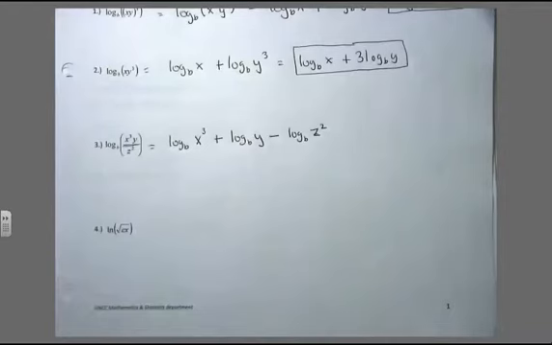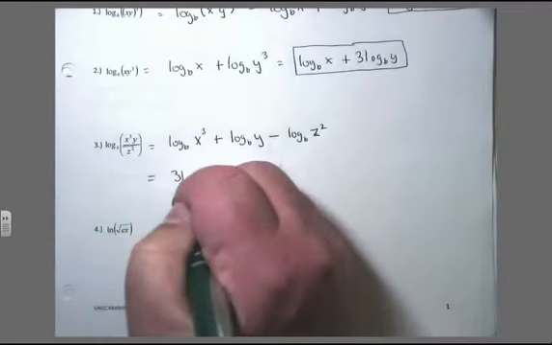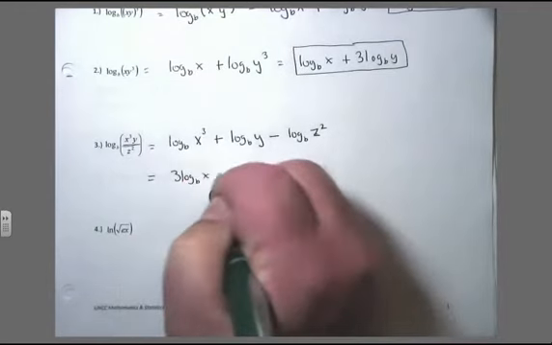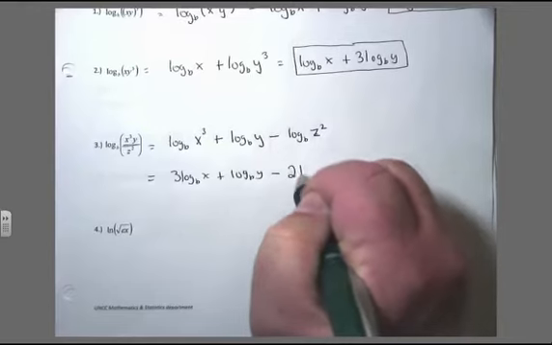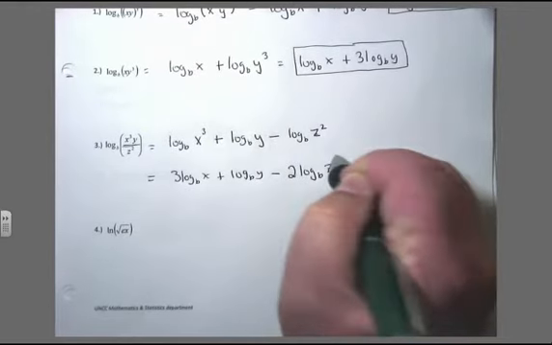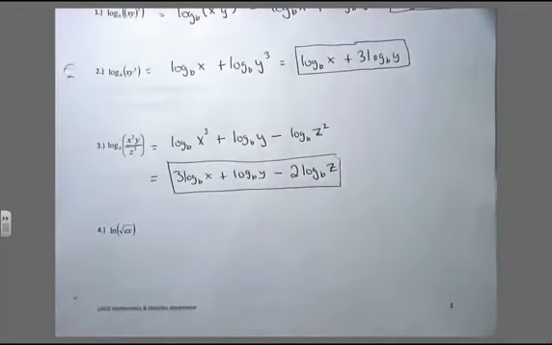But one more move to clean it up. Where do my powers, my exponents, get to go if I'm cleaning up logs? In front of the logs. So this would be equal to 3 log base b of x plus the log base b of y minus 2 log base b of z. And this is my solution.